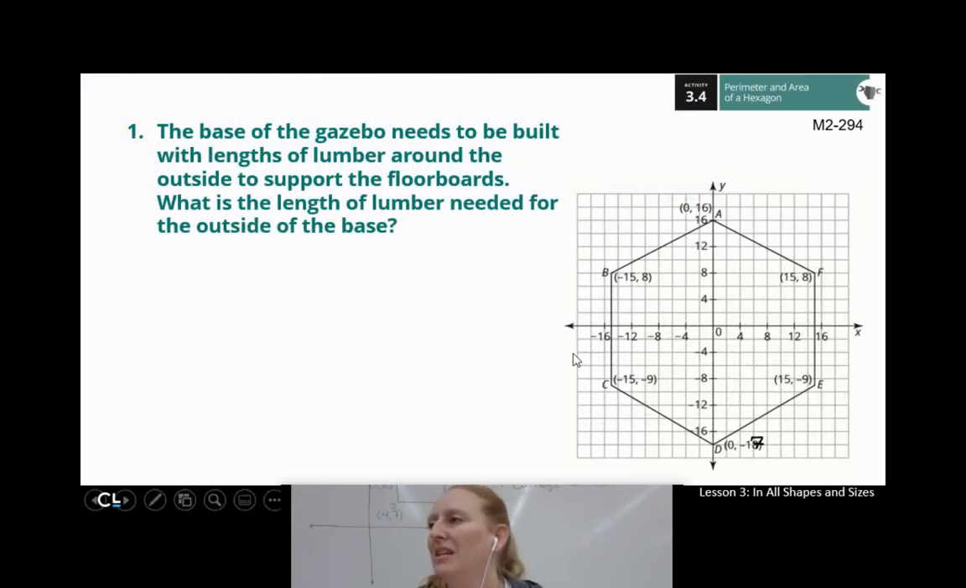The base of the gazebo needs to be built with lengths of lumber around the outside to support the floorboards, right? Because this is the base of the gazebo. So they need to put lumber around the outside that they're going to put the floorboards on. So we need to know how much lumber. What is the length of lumber needed to support the outside of the base? Hit pause to work this out. Hit play when you're ready to check your work.